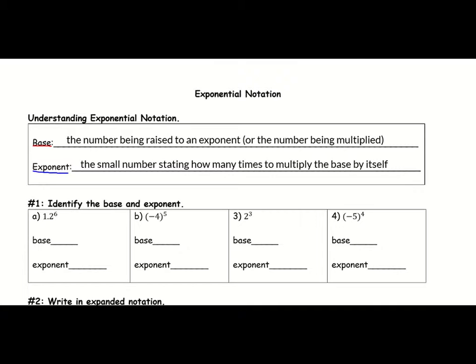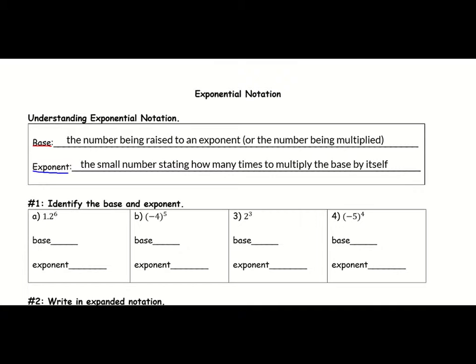So as we go through, we want to be able to identify what is the base, what number are we actually multiplying, and what is the exponent, how many times do I need to multiply this number by itself. So let's take a look at number 1. We want to identify the base and exponent of these 4 problems.